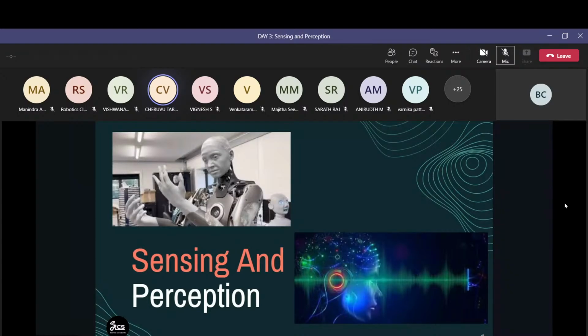Sensing means we are surrounded by an environment. What are the things around us? They are completely the environment around us, and the environment is continuously changing. Changes will happen continuously in the environment. When you are able to identify, observe, or feel the changes that occur in your environment, that's nothing but sensing. And perception is how you're going to react to that change in the environment around you. That's simply called perception.